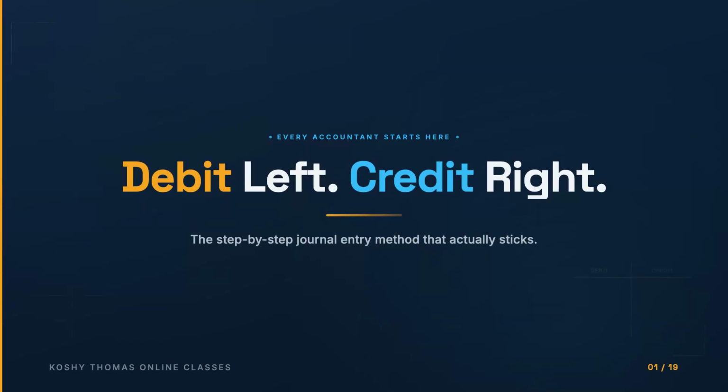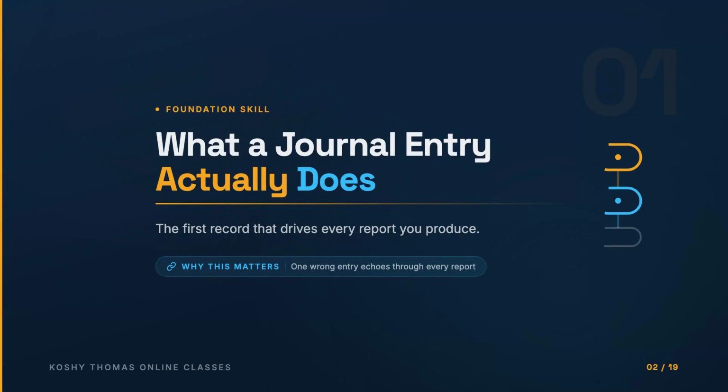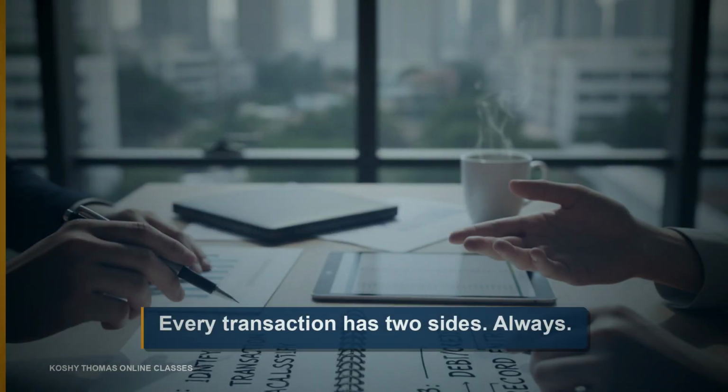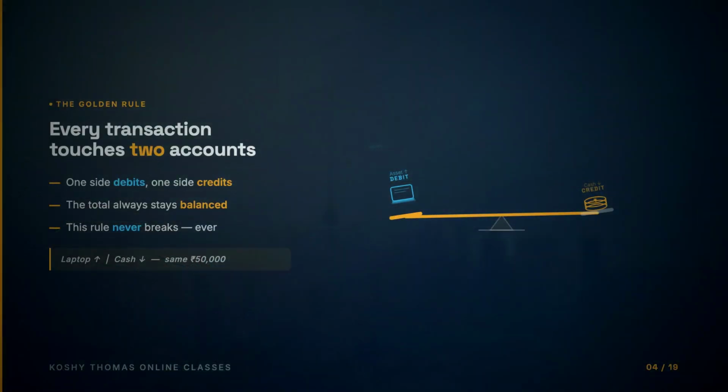Journal entries. Every accountant starts here. And almost everyone gets confused at the same point, which side gets the debit, which side gets the credit. Sound familiar? A journal entry is the very first record of any financial transaction. Get this right, and everything downstream, your ledger, your trial balance, your final accounts, flows correctly. Miss it, and the error chases you all the way to month end.